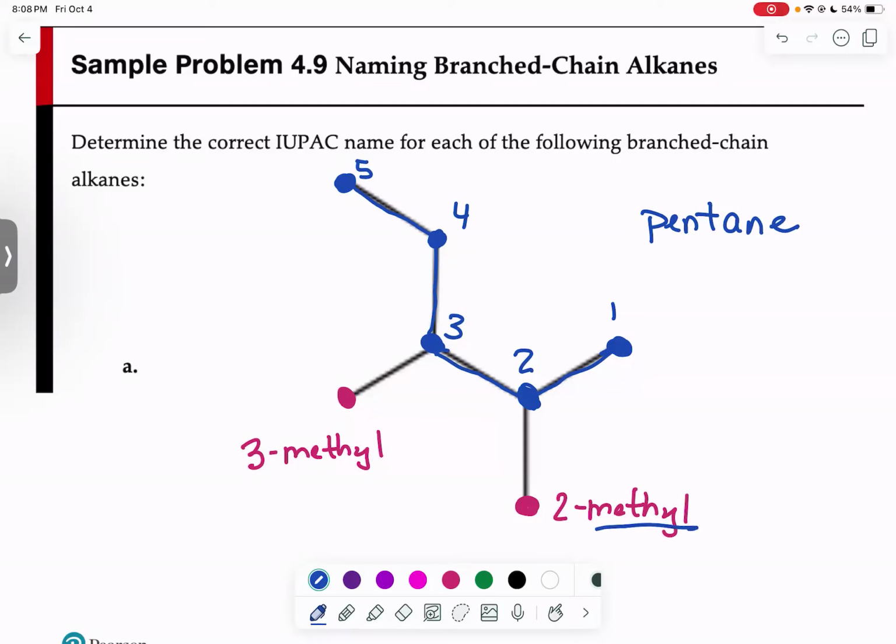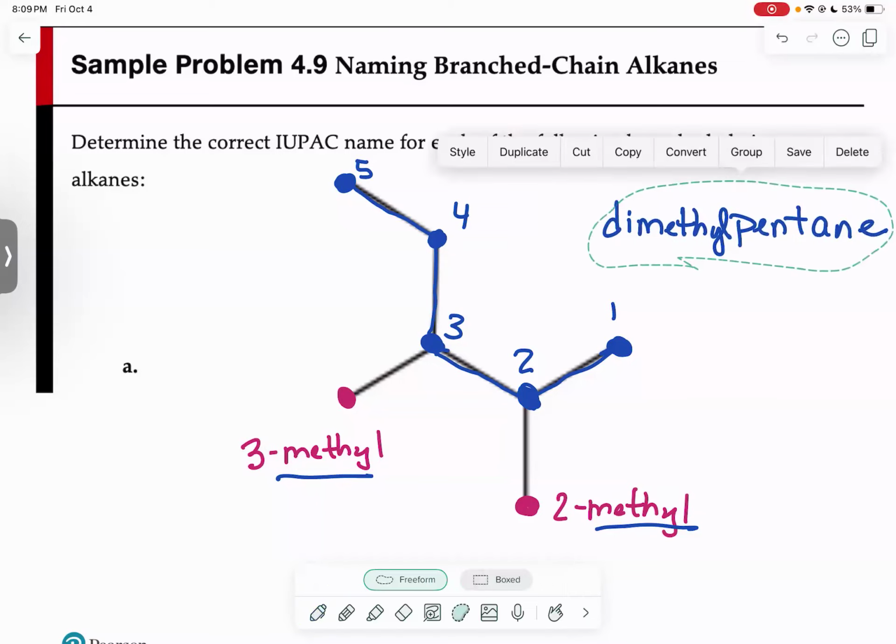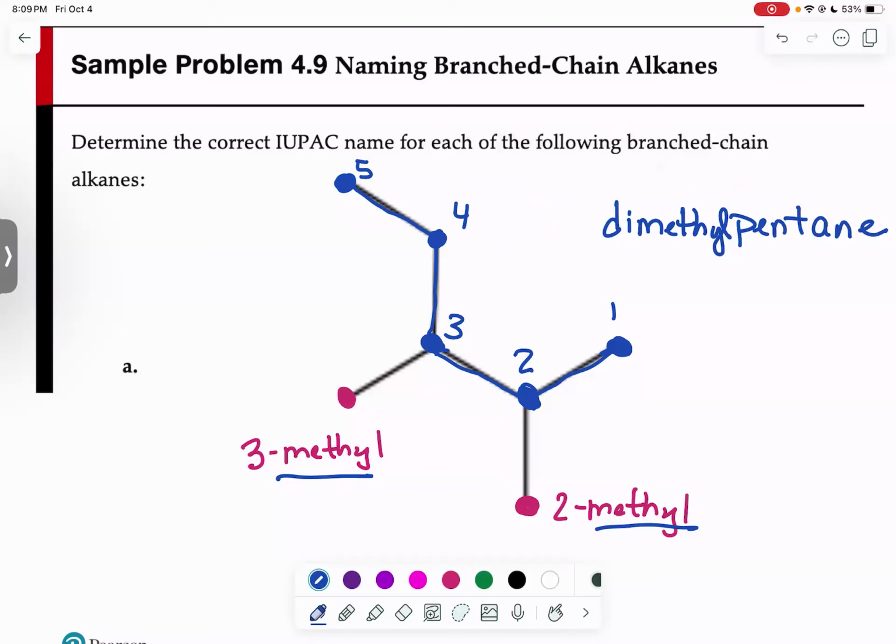If you have 2 of the same substituent, you have to say that. So you're going to say it's dimethyl. And there's no space in there. There's no space between the dimethyl and the pentane. Okay. And then I have to say, where are those 2 methyl groups? Well, those 2 methyl groups are at position 2 and position 3, and we put a dash between the numbers and the letters. And that's it.